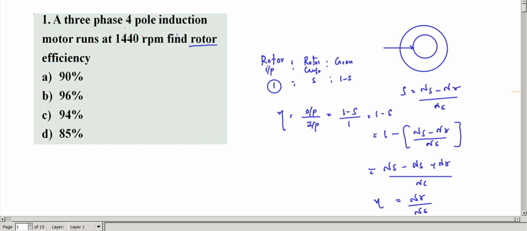Okay, so here the rotor speed is given as 1440 rpm. So what is synchronous speed? Synchronous speed is nearer to the 1500 rpm. So how are you finding the 1500 rpm directly? If a motor speed is 970 rpm, the synchronous speed is 1000 rpm. So let's see here. Three-phase 4-pole induction motor, 120 into 50 by 4, standard frequency is 50, that is 1500. This is synchronous speed.